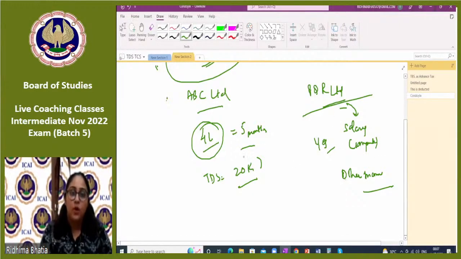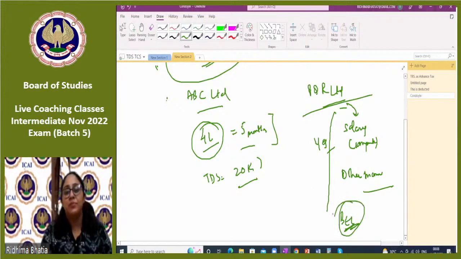This is what we do. But suppose 4 lakh you have already earned before, and if you will not tell this to PQR Limited, on which already 20,000 tax is deducted, what will PQR Limited do? They will take the basic exemption limit का benefit फिर से, and on this 4 lakh पे भी basic exemption limit का benefit है, right?